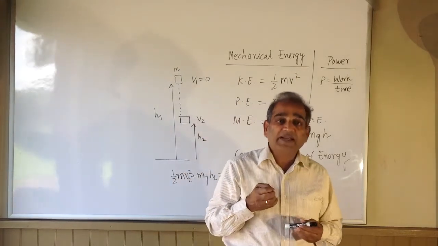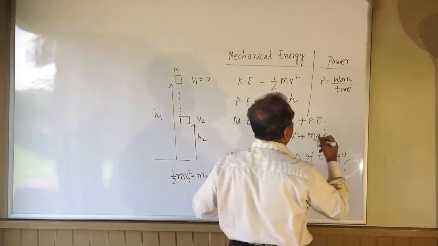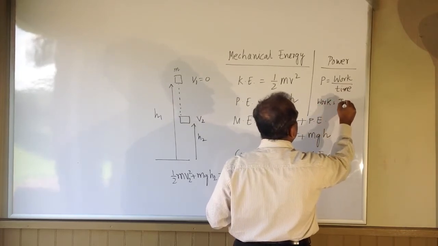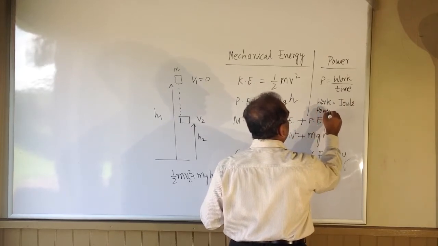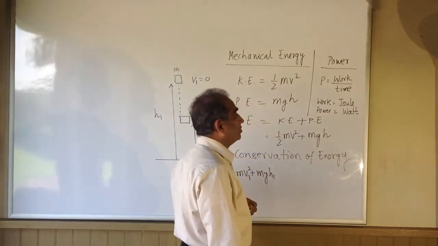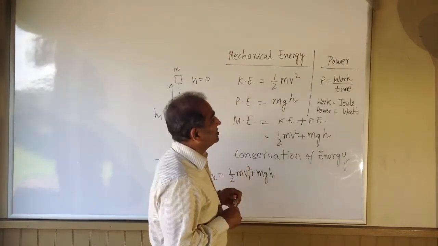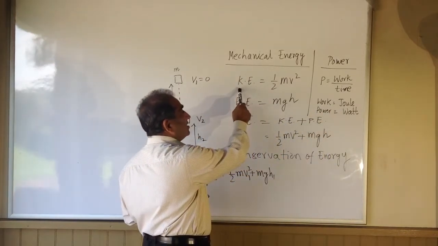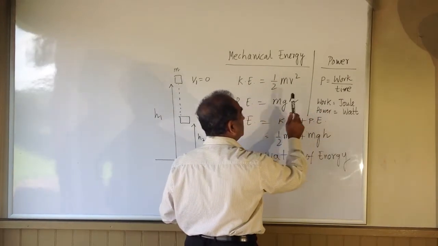So power can be defined as the work done per unit time, and the unit of work is joule, and the power unit is watt. So you have to remember joule per second is watt. Work done has the unit joule. Kinetic energy has the same unit, joule. Potential energy, same unit, joule.